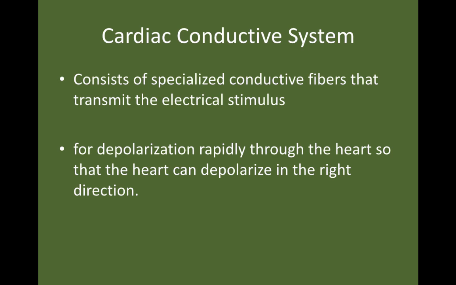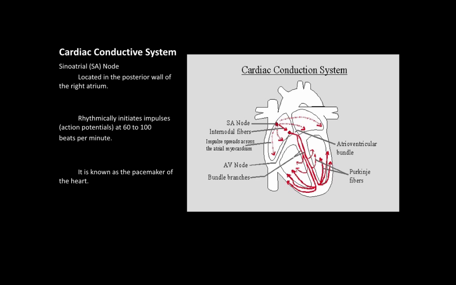Okay, and then in that conduction system, you got specialized conductive fibers that transmit that electrical stimulus, right? And for depolarization, that goes rapidly through the heart so that the heart can depolarize in the right direction, which we can all agree, I think, is very important. There's your conduction system, right? You got your SA node, posterior wall, the right atrium. It's the pacemaker, and it beats at 60 to 100.